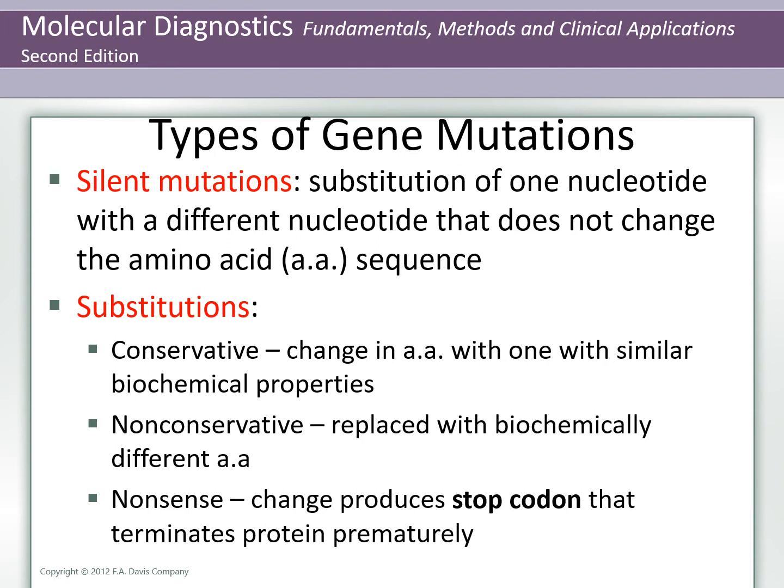Conservative substitutions may change the amino acid sequence, but the replacement and the original amino acid have similar biochemical properties, and the change will not drastically affect protein function. In contrast, non-conservative substitution results in the replacement of an amino acid with biochemically different amino acids. A nonsense substitution mutation terminates proteins prematurely when a nucleotide substitution produces a stop codon instead of an amino acid codon.